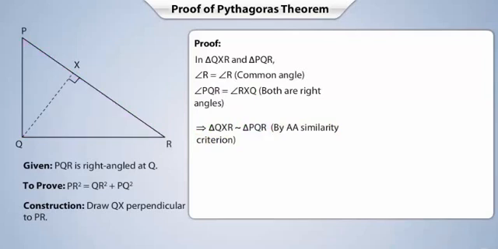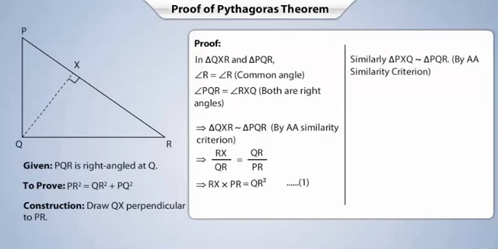Since the corresponding sides of similar triangles are in the same ratio, the ratio of RX to QR is the same as the ratio of QR to PR. This gives RX into PR is equal to the square of QR.